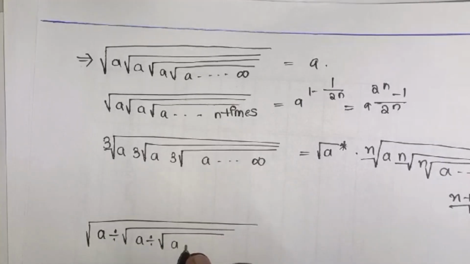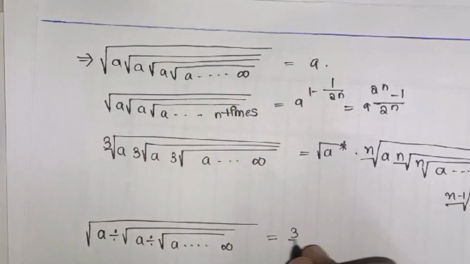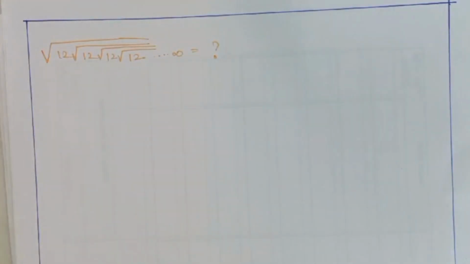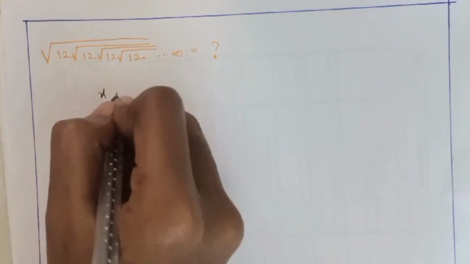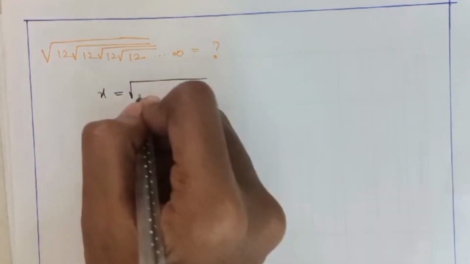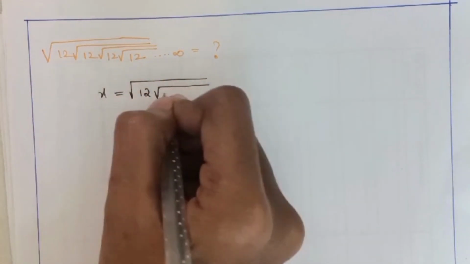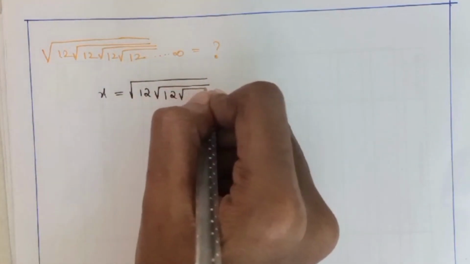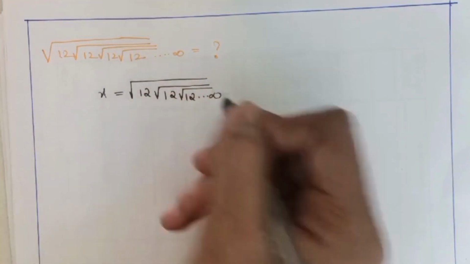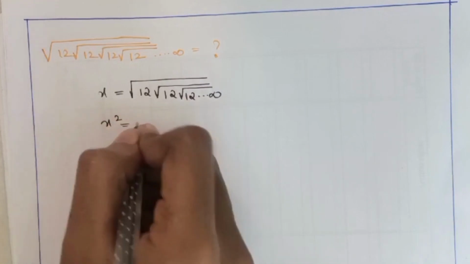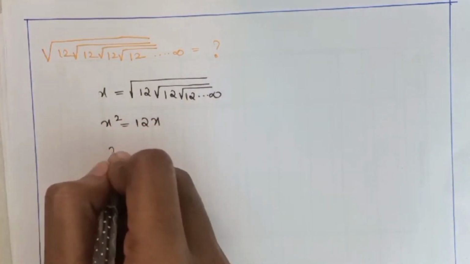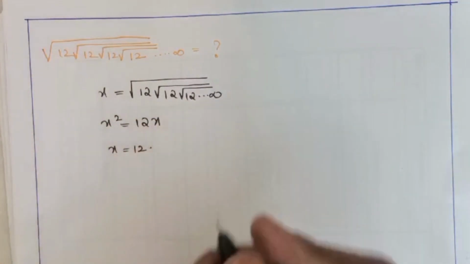So here is the first question. They will be asking exactly this kind of question, so let's see how we can solve this. They are asking the square root of 12 root 12 root 12 and so on, repeating infinite times. There is a simple trick: we can directly take the number. So x value is 12.